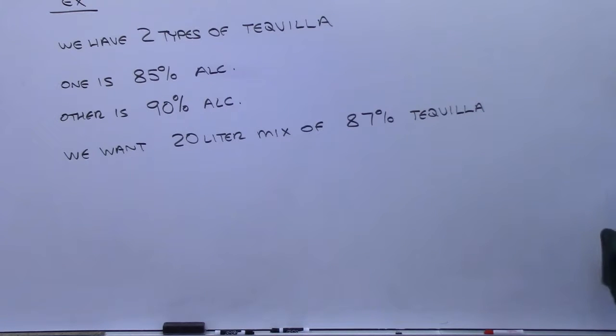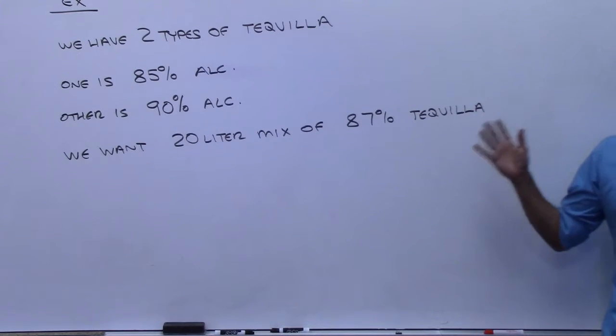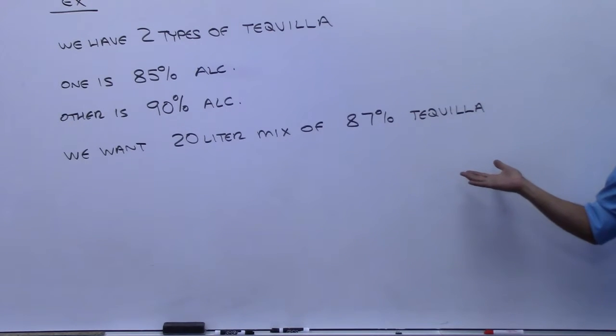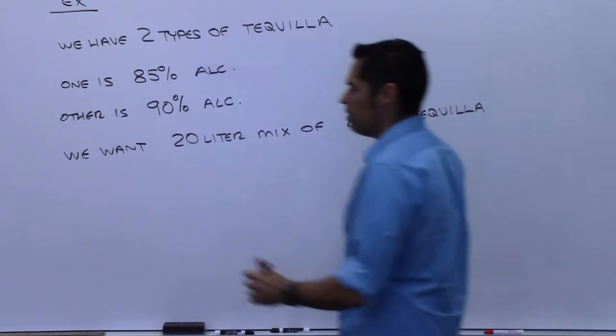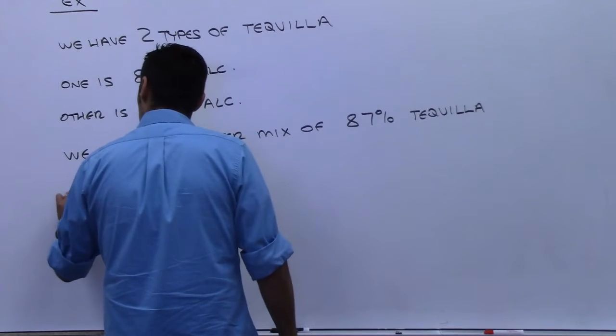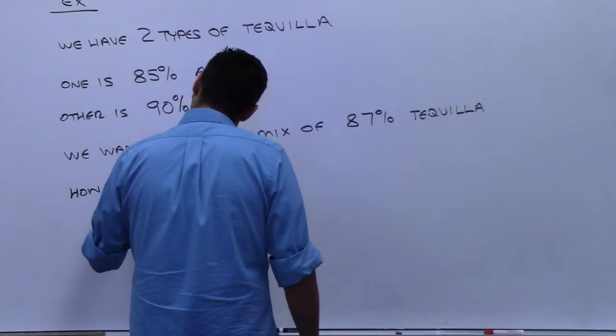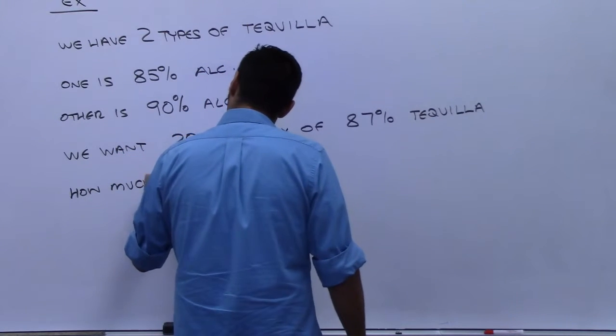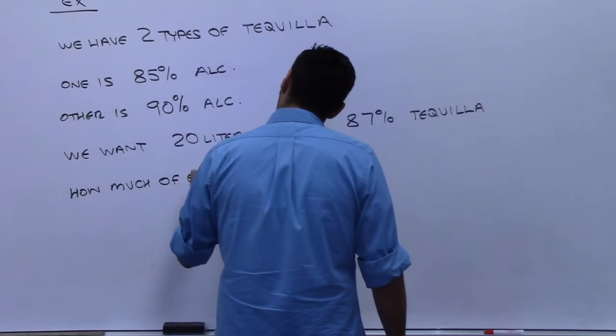All right, so somehow, some way, this is a system of equations, right? The question that I have here is how much of each should be mixed?